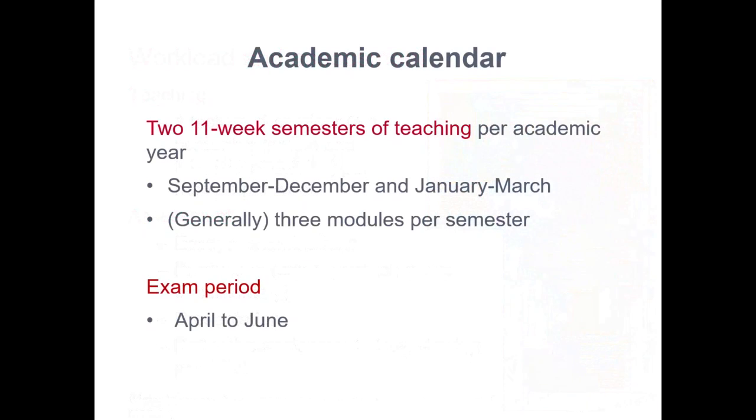So this is the academic calendar. We work around semesters. From September to December is the first semester. January to March is the second semester. You generally have 3 modules per semester, and the exam period is April to June. Obviously, if you're not doing exams as part of your course, then that period is often the time when you're writing assignments and completing your assessment.